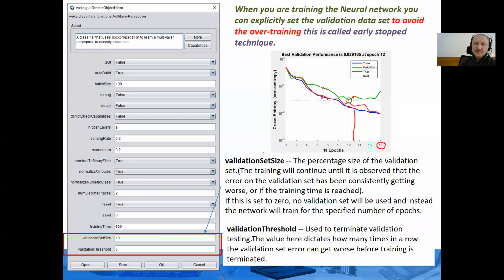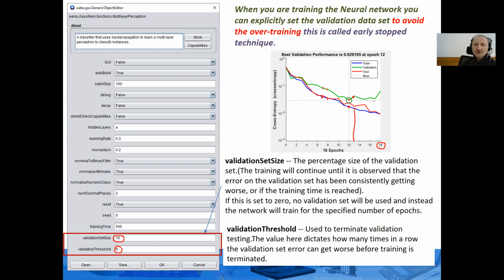And you can define this validation data set by yourself. For example, in WEKA, you can tell it that 10% of my training data will be used for validation. This means if you set, for example, 90% for training, 90% of it will be used for training, and 10% of the training data will be used for validation. For example, this one is a threshold.